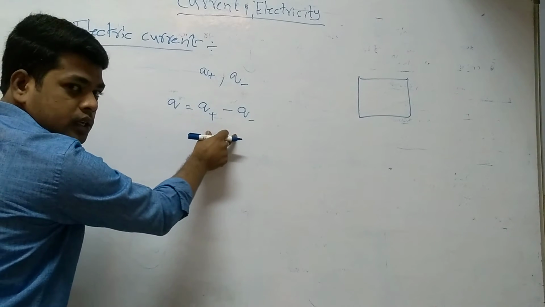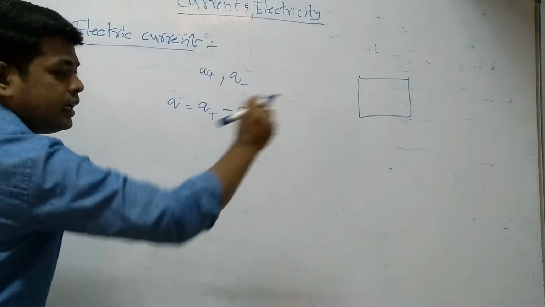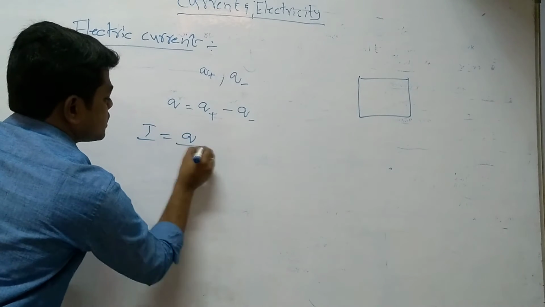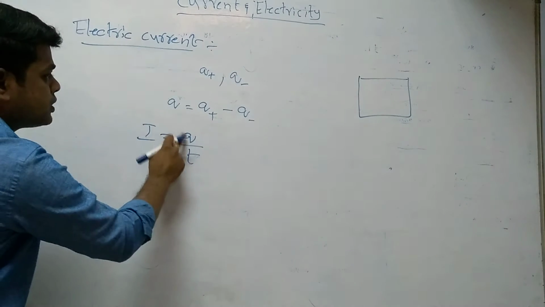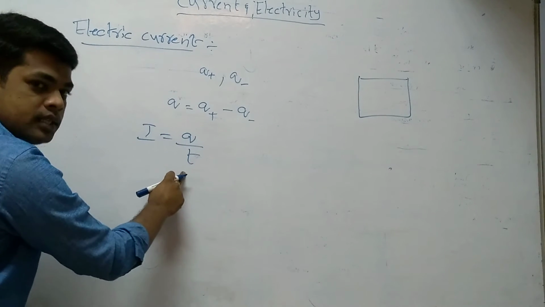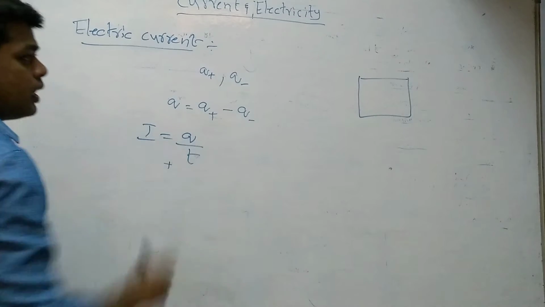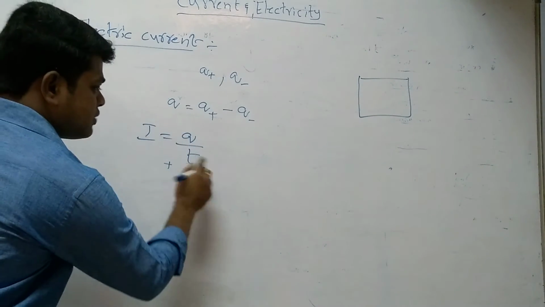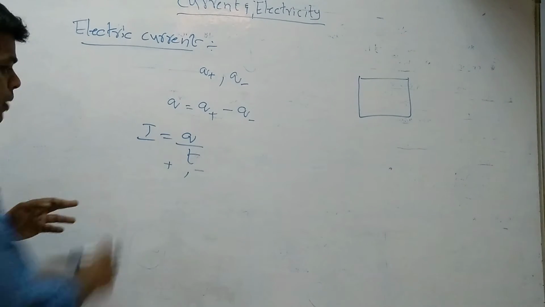Now the current in that area is given by the ratio of charge to time. Here I is the current, Q is the net charge and T is the time. If this value is positive, the current direction is the positive forward direction. If this value is negative, the current is in the backward direction. Positive means forward direction and negative means backward direction.